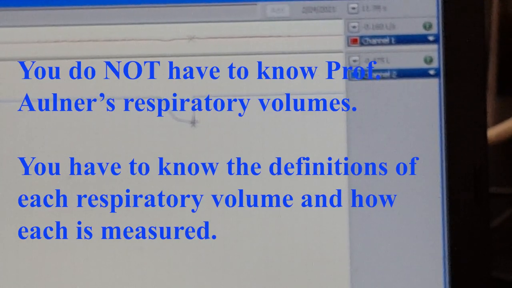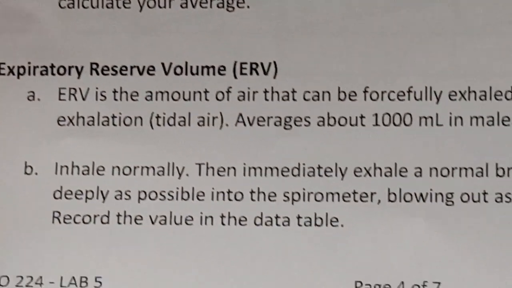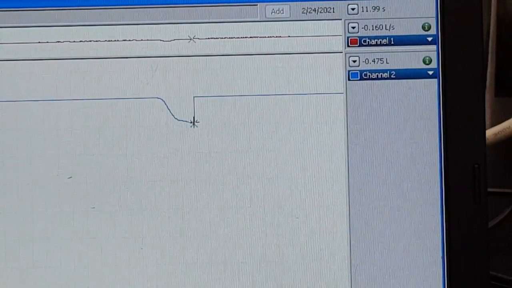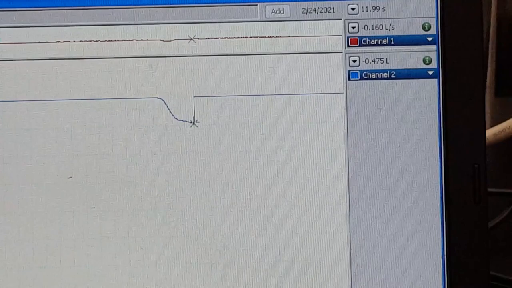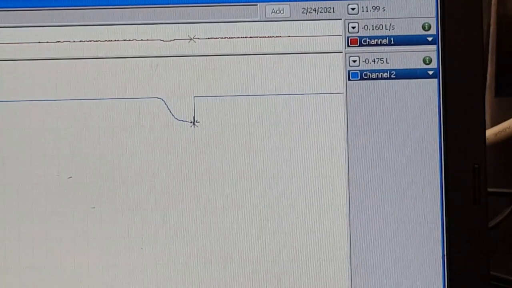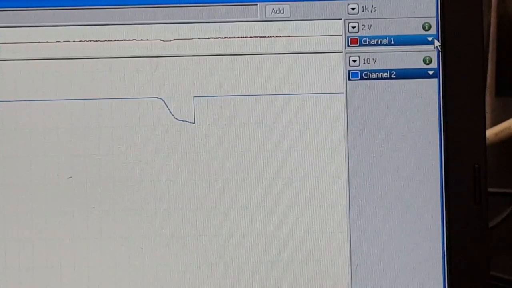Next up, what sort of volume do we want to get? Well, the expiratory reserve volume. The ERV, the amount of air that can be forcefully exhaled from the lungs after a normal, quiet exhalation. Now, I'm going to re-zero my spirometer.